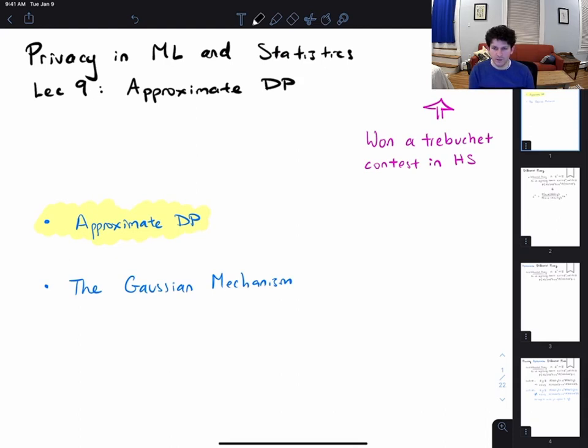In particular, what we're going to build up to in this lecture is the Gaussian mechanism, which is a twist or a variant of the Laplace mechanism that's going to allow better utility in some settings.